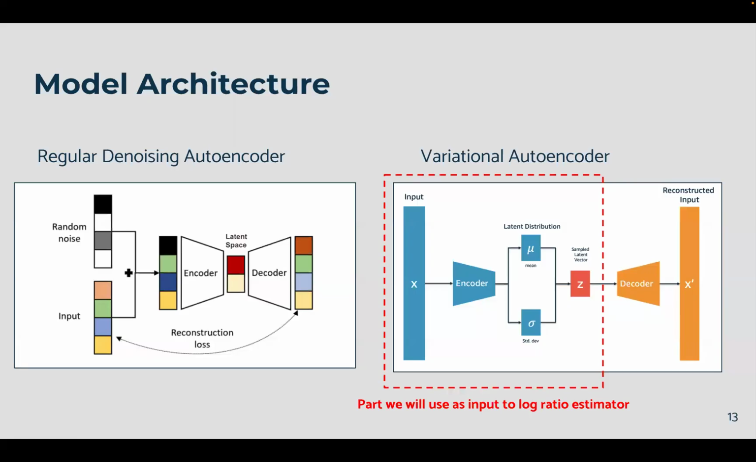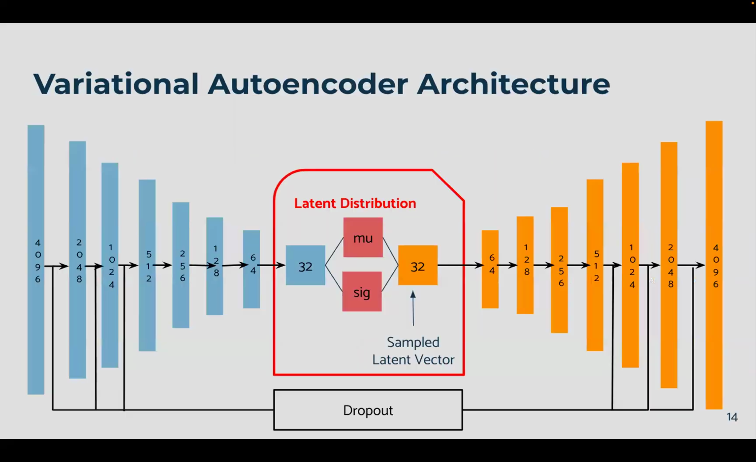Again, the goal for this task is to train a model that is able to, given the noisy signal, learn the clean signal well enough that we can just take this first part, the encoder, that will basically be shrinking our data down from 4096 dimensions to this smaller sampled latent vector. So next slide. This is the architecture that the team worked on.